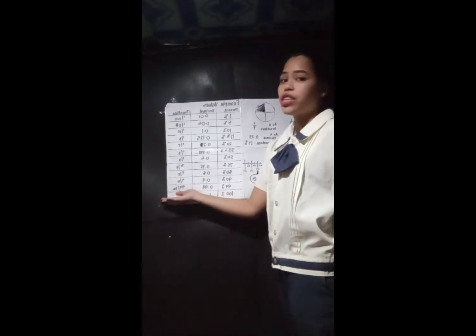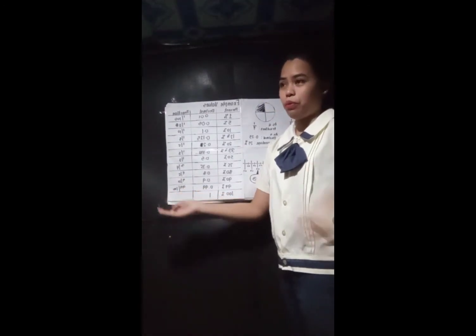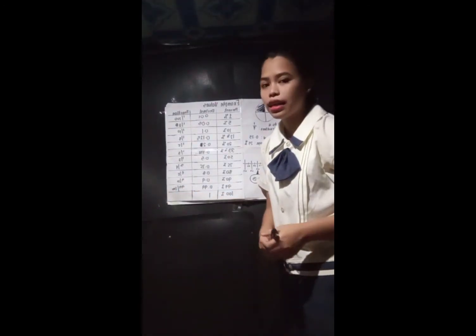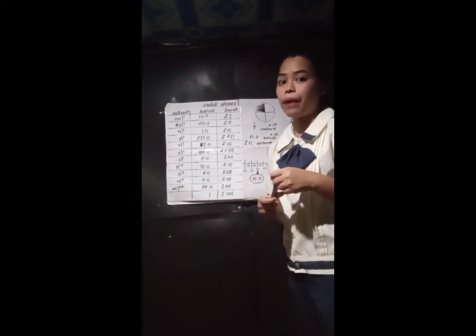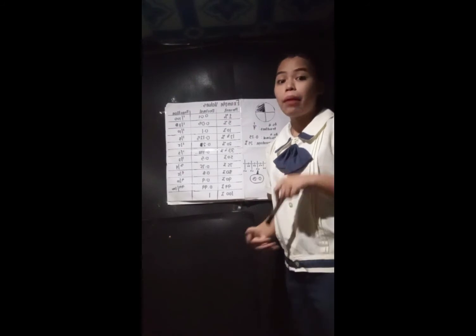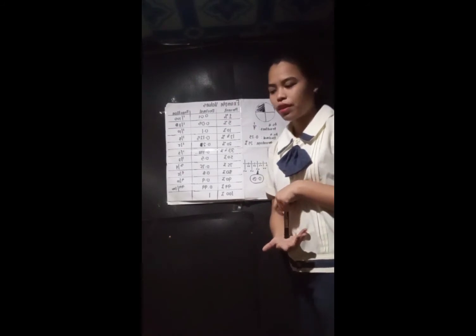What is the fraction? 100 over 100, that is not good, because it is called an improper fraction. So that could be all. Thank you.